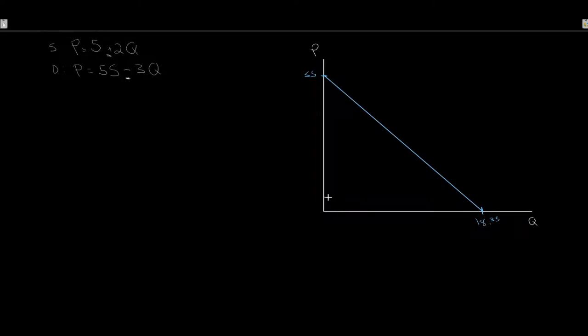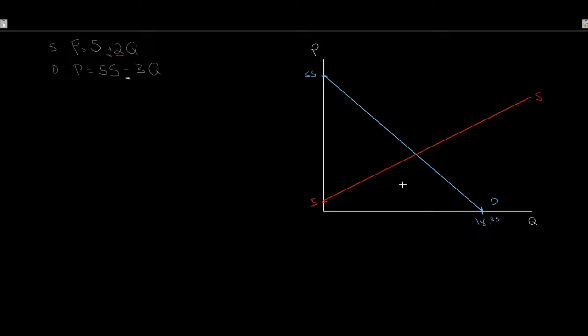Starting off at 5, so, kind of a rough scale here, let's put that as 5. And then increasing at a slope of 2. So, getting a rough idea, 2 is smaller than 3, so the slope of my supply is going to be a little bit shallower. Let's go a little bit shallower for my supply curve, just to give us a rough idea as to what we're dealing with. So there's my supply. There's my demand.